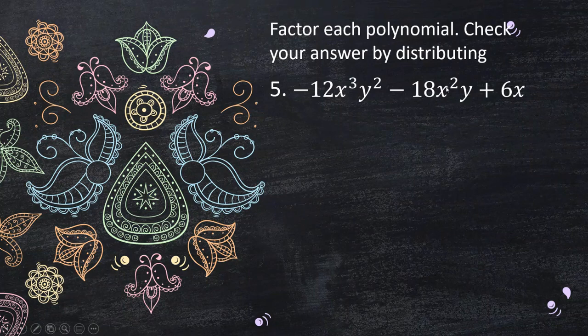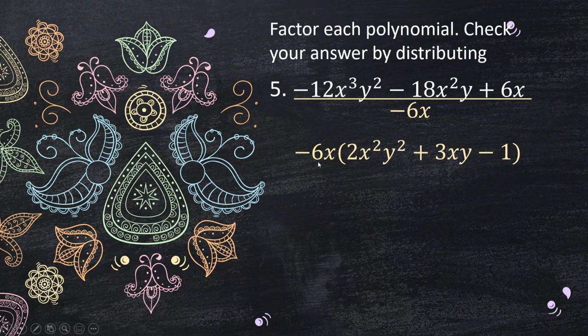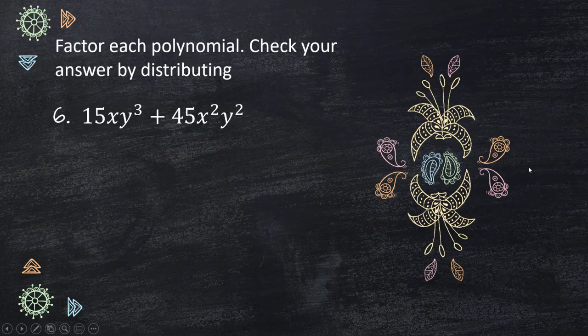Next, I'm going to look at my variables. We have an x in the first, an x in the second, and an x in the last. And then looking at the y's, I don't have a y in all 3 terms. So the x is in all of them. The least amount of times is once. So our greatest common factor here is negative 6x. So again, because the leading coefficient was negative, I'm going to factor out negative 6. So dividing all of those terms by negative 6x would give us positive 2x squared y squared plus 3x minus 1.